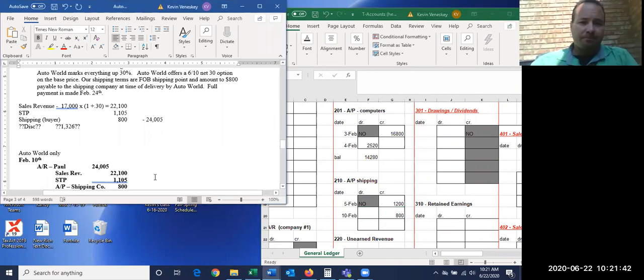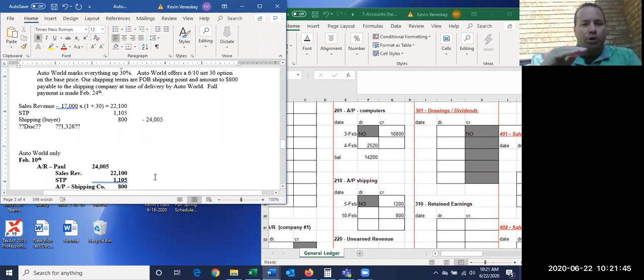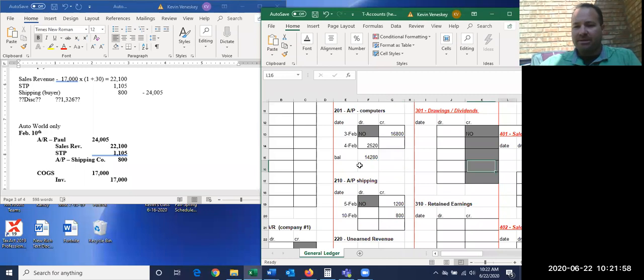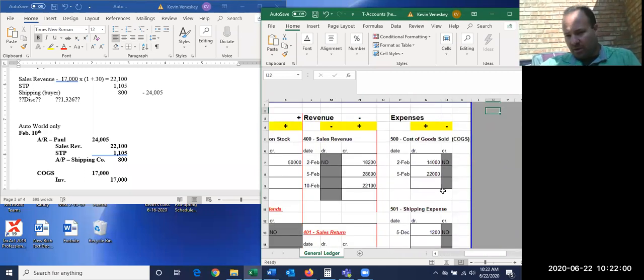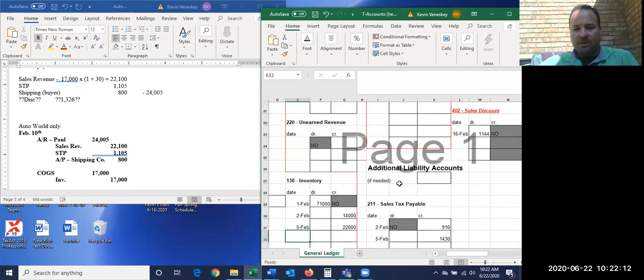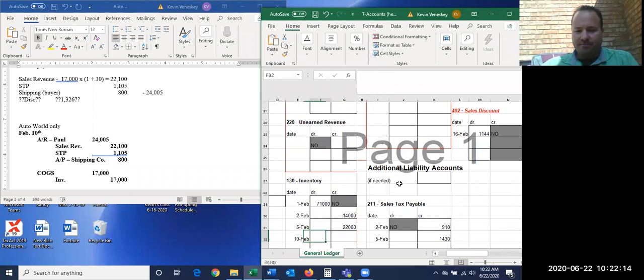So that's part one. Now I'm ready for part two to show that I actually got rid of the Ford Mustang. So the Ford Mustang cost me 17 grand. I need to show that it's now out of my inventory of 17 grand. So debit cost of goods sold on 2-10 for 17 grand. Credit my inventory for 17 grand.